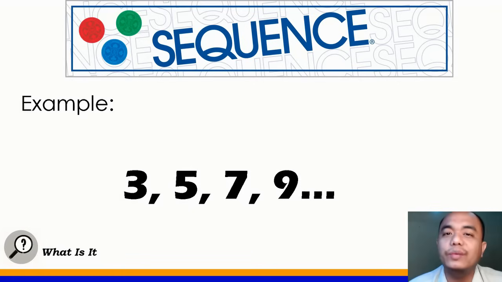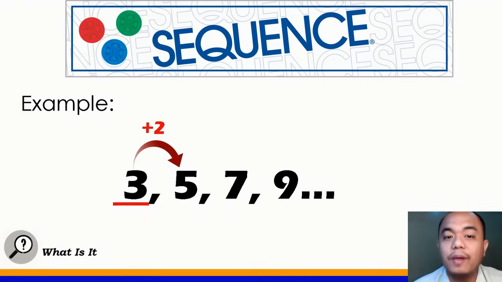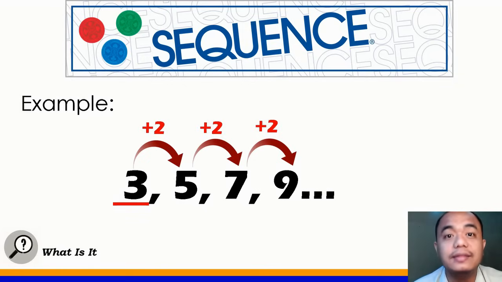Yes! So let's start with 3. When you add 2, you'll get 5, right? Okay. So from 3, we will add 2 to get 5. Now, how do you get 7? Yes, we still add 2. Very good. Next, how do we find 9 from 7? Paano natin makukuha yung 9 from 7? Yes, again, we add 2 to get 9.